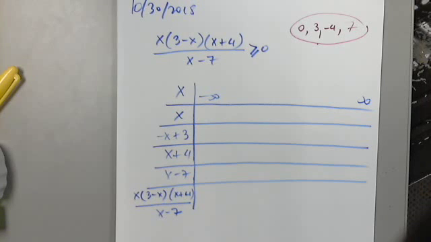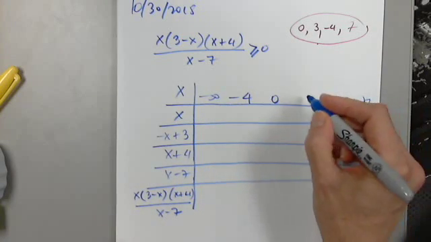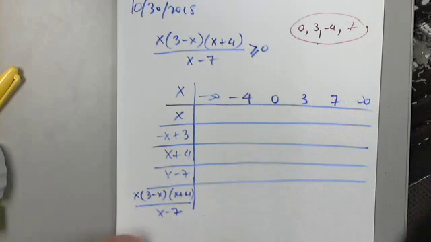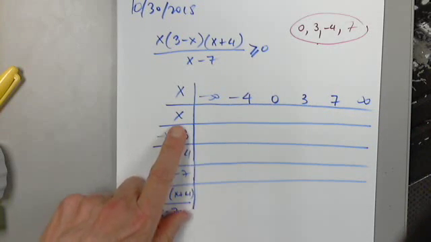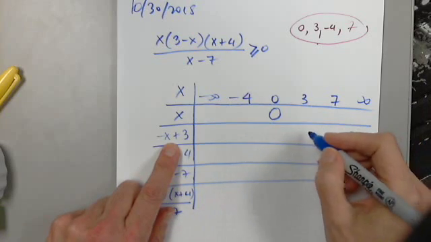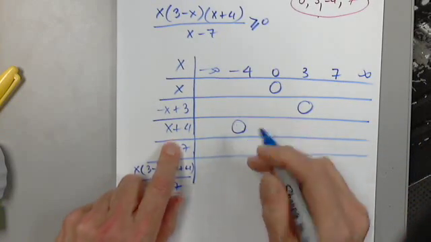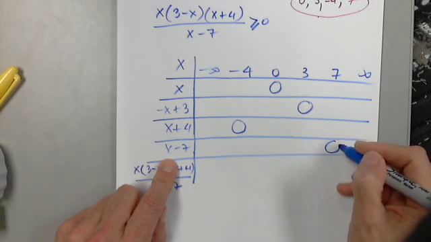So what is the first number that I have to put in? -4. Right. So -4 goes in first, then 0, then 3, and then 7. Okay. For x, it's under 0. For negative x plus 3 is under 3. For x plus 4 is under -4. For x minus 7 is under 7.